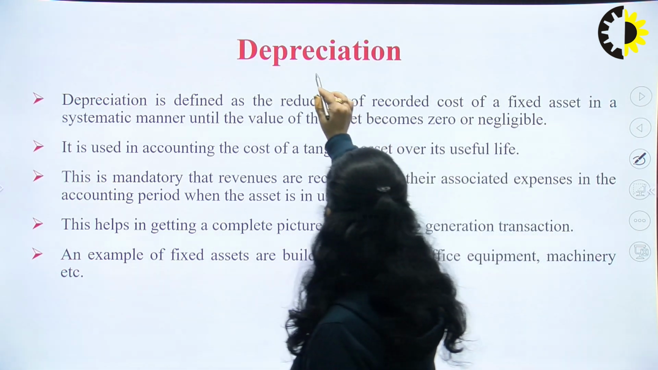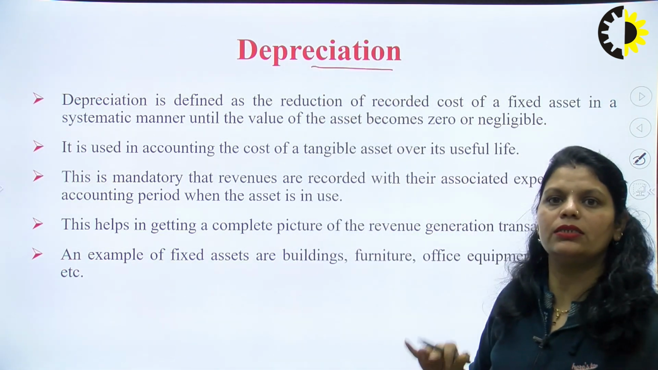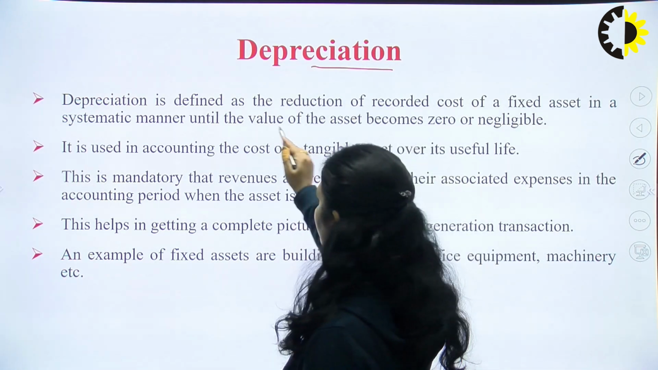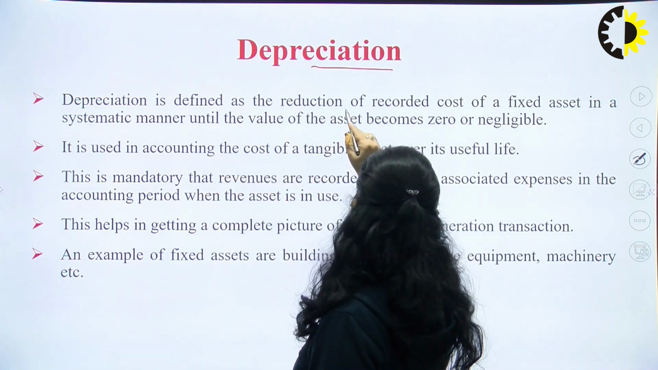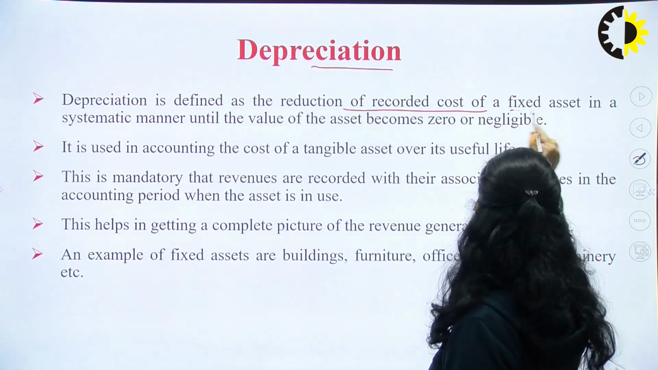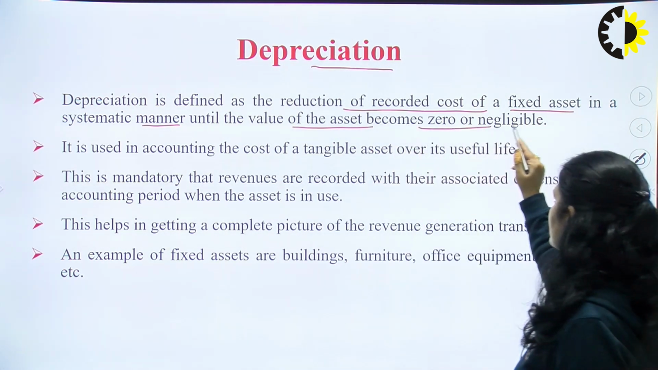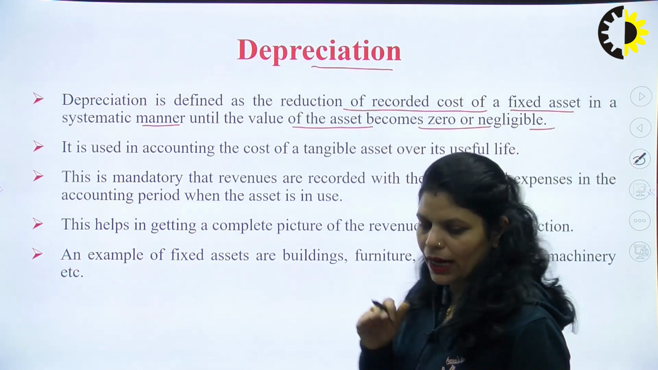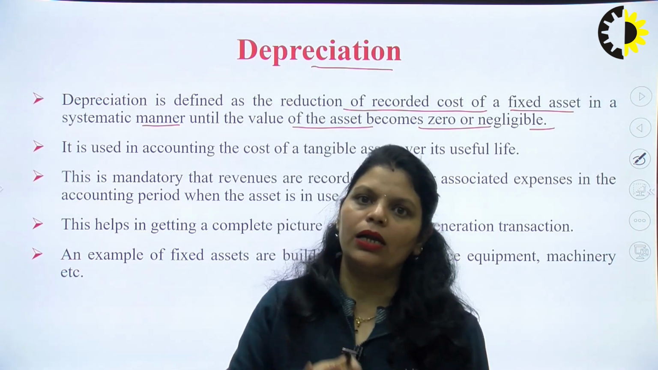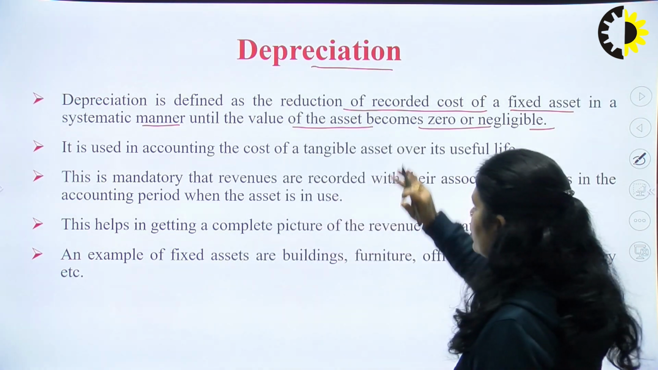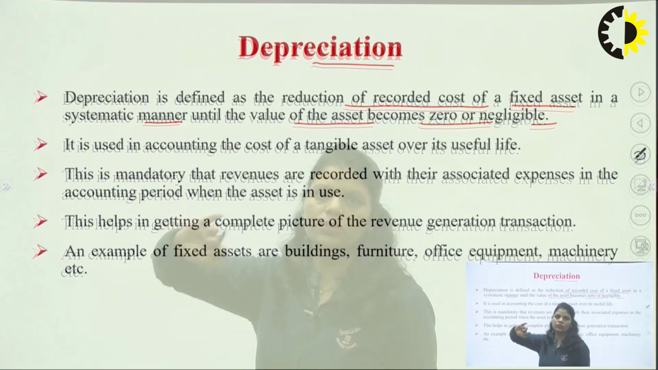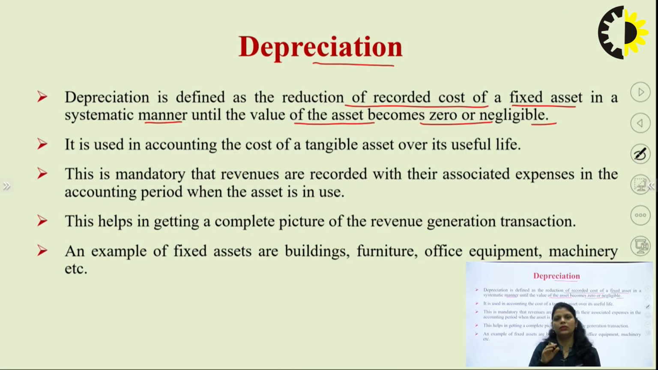So first is the concept of depreciation, meaning what is the meaning of depreciation. We can define depreciation as the reduction of recorded cost of a fixed asset in a systematic manner until the value of the asset becomes zero or negligible. As we all know, with time the value of an asset decreases. So this is basically what depreciation is: how the value of a particular asset decreases with time, and this should be in a systematic manner.